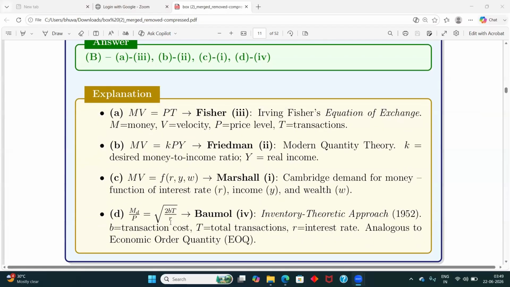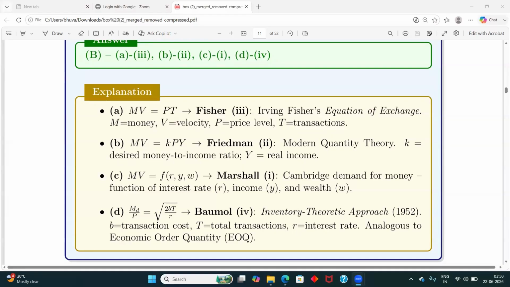Fourth one is money demand divided by price is equal to the square root of 2bT divided by R. This is given by Baumol and is also known as the inventory theoretic approach, 1952. Here b is the transaction cost, T is total transactions, and R is the interest rate. This is analogous to the economic order quantity.